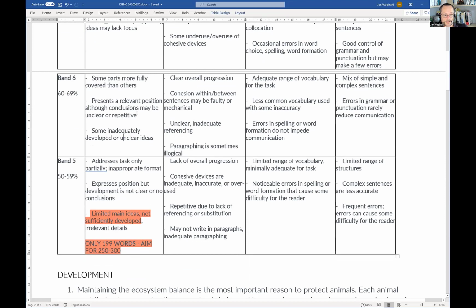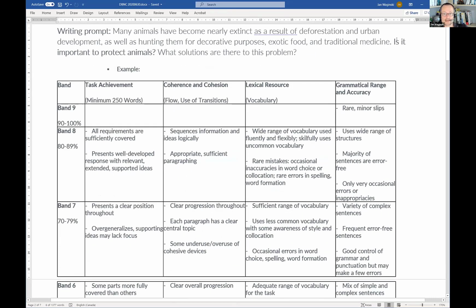Band 5 is where you get into stuff like this. Addresses task only partially or inappropriate format. So for example, in this question, if you only answered one of these, if you answered, is it important to protect animals? And then your second paragraph, instead of being about solutions, was about causes, and you spent that whole paragraph talking about causes, you'd get a Band 5. Even if it's beautiful, perfect English, you're still going to get a 5 on task achievement.